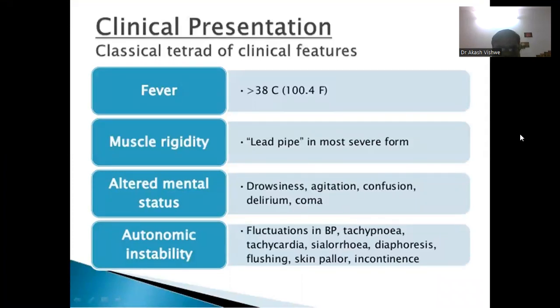So the clinical presentation of this condition is fever more than 100 degrees Fahrenheit, muscle rigidity, lead pipe in the most severe form, altered mental status, drowsiness, agitation, confusion, delirium, and coma, autonomic instability, fluctuations in the BP, tachypnea, tachycardia, sialorrhea, diaphoresis, flushing, skin pallor, and incontinence.